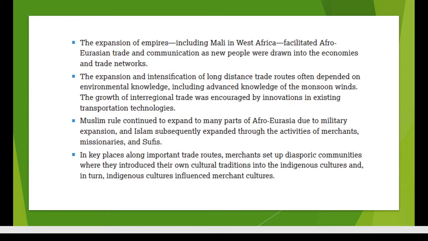Islam, remember, was very supportive of trade. Muhammad came from a merchant family. Sharia law outlines specific protections for merchants.